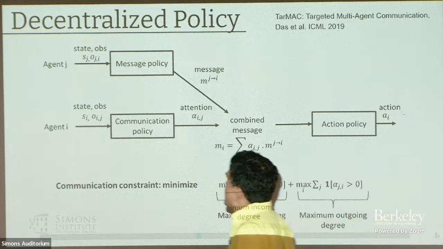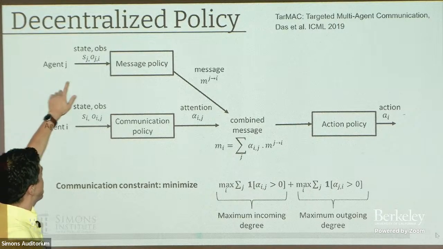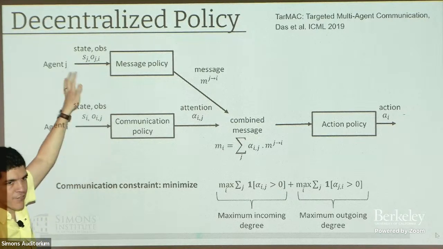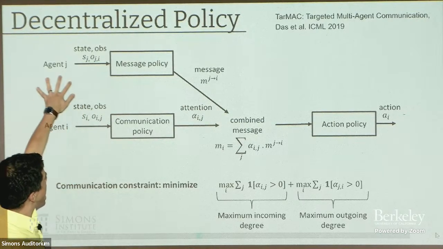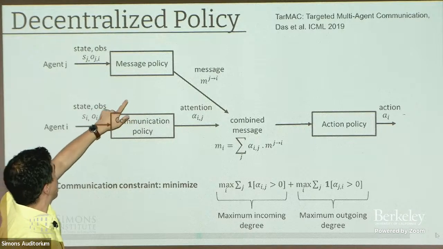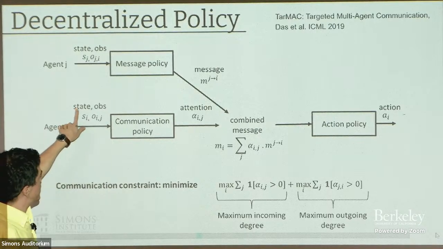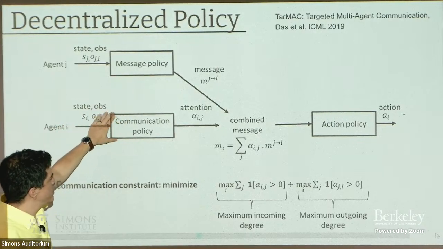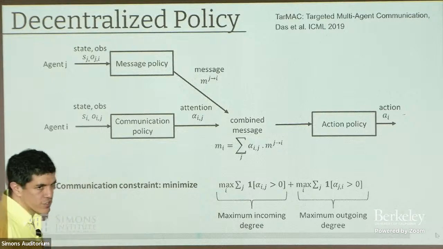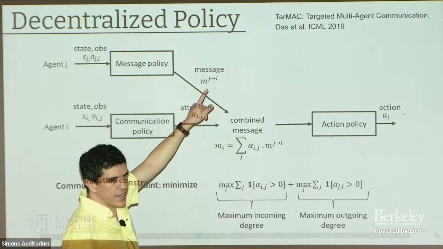So essentially, the way this worked was that you have agent J, and it has its own internal state, and it has some observations about every other agent. Based on that, it has a policy that decides on the message that agent J is going to send to agent I. Agent I has its own internal state and observations, and it comes up with a communication policy that decides which of these messages it's going to pay attention to. And so it's going to communicate with all the other drones.